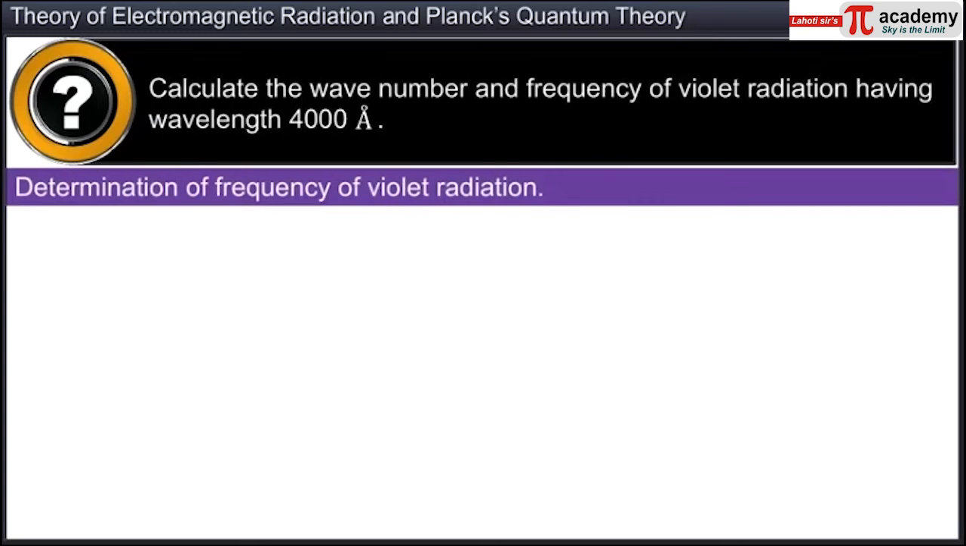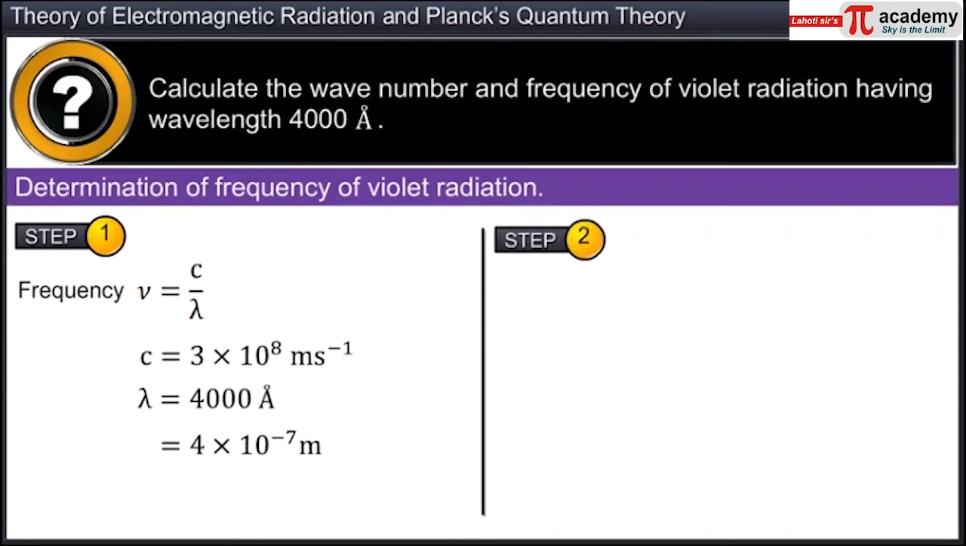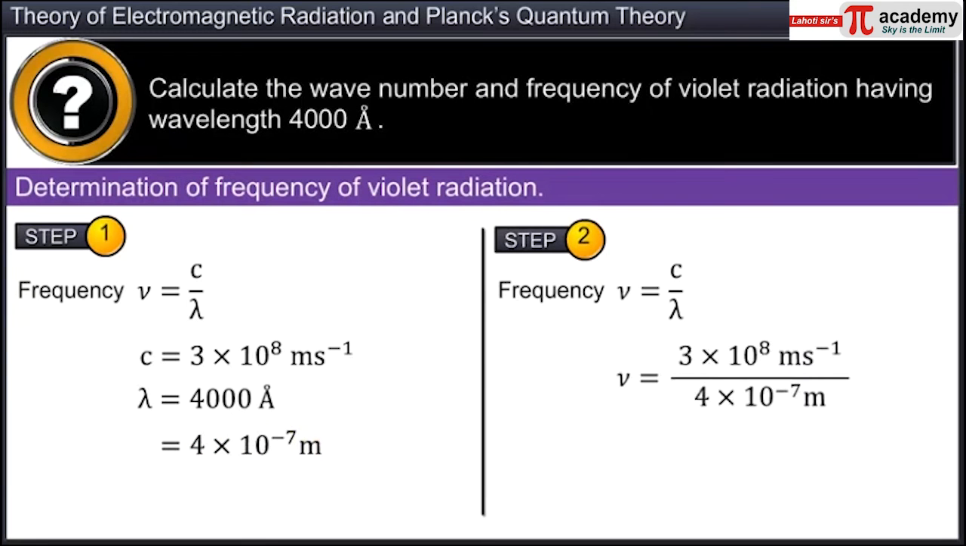Now, let us calculate the frequency of violet radiation. The first step involves writing the corresponding formula: nu equals c divided by lambda. The second step involves substituting the value of lambda, that is, 4 multiplied by 10 raised to the power of -7 meters, and the velocity of radiation, which is equal to 3 multiplied by 10 raised to the power of 8 meters per second, in the above equation. On solving, finally we get 7.5 multiplied by 10 raised to the power of 14 per second.